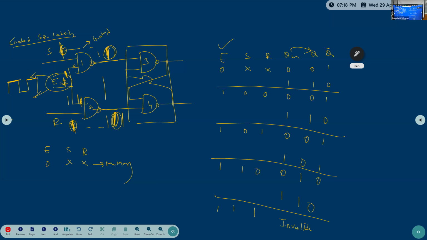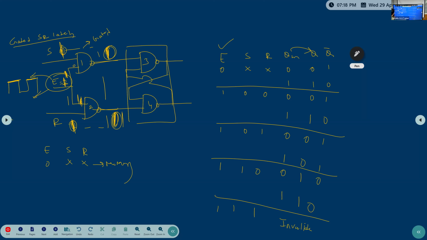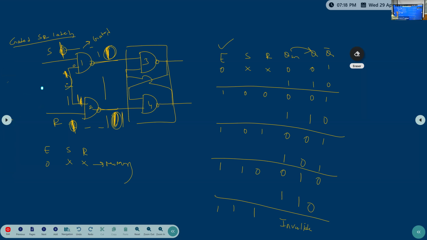So now this is a gated SR latch. If you understand this, we'll go with the D latch. Any questions, any doubts here? We'll go with the D latch. What is the D latch? D latch is nothing but this gated SR latch.